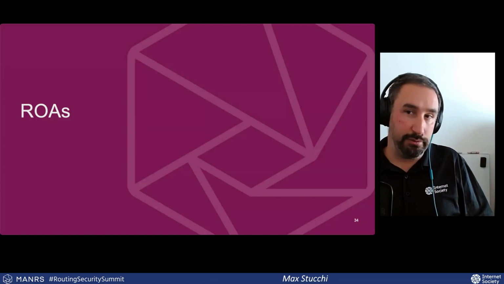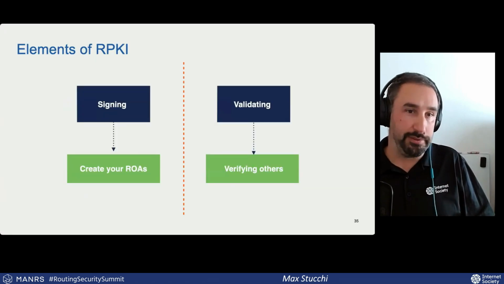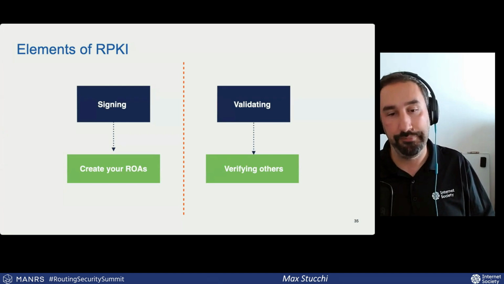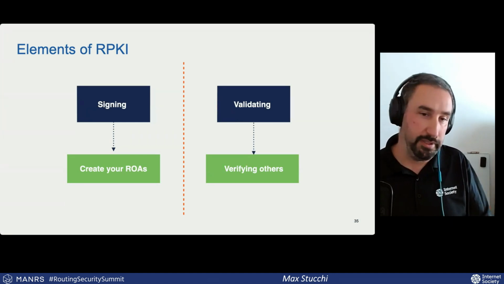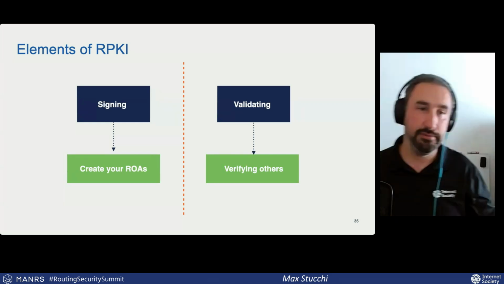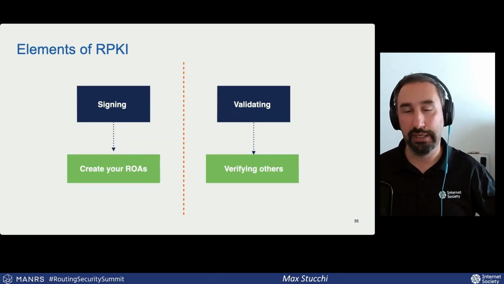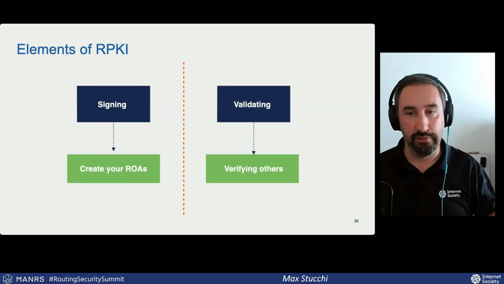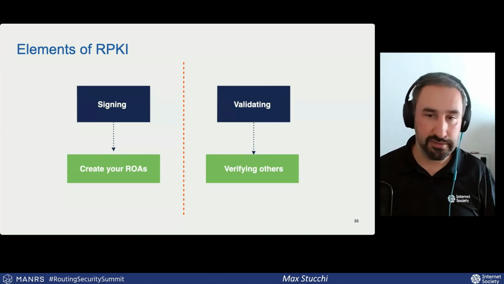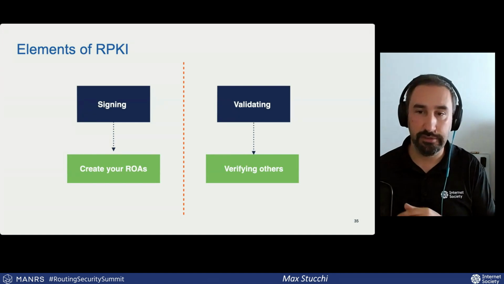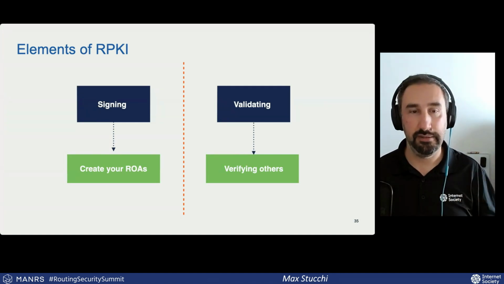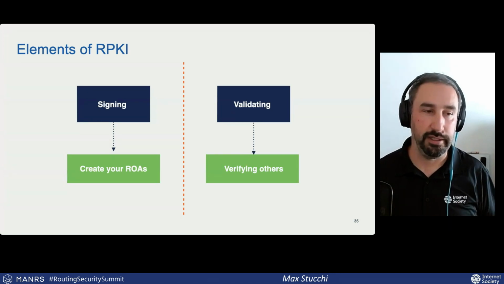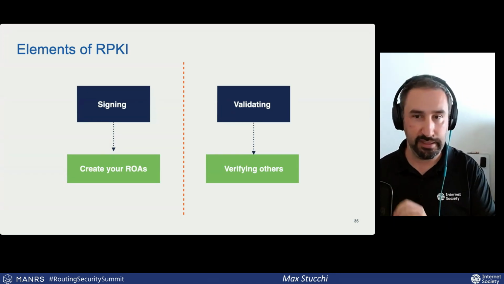So now we get to ROAs. Because when we look at RPKI, we have two sides. One is the signing, when you create your ROAs. So you create data for others to use. So you sign something. And then on the other side, you have the validation, where you verify the data that others have put in the database and others have signed.